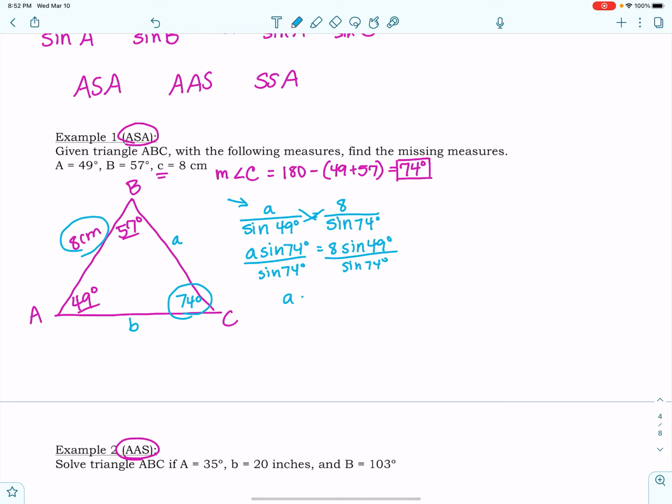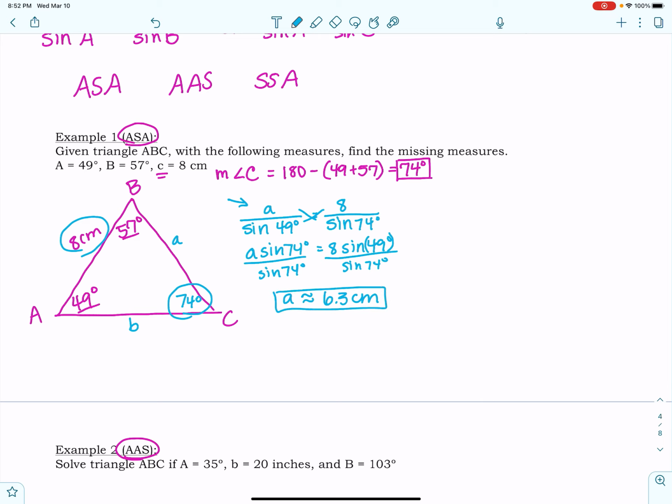And then this is going to be an approximate value. I'm not going to get the calculator out here to show you. But if you're using your calculator, it will automatically open parentheses here between sine and 49. Make sure you close the parentheses before you divide by the sine of 74. So what you end up getting here is 6.3 centimeters, because we're rounding to 1 decimal place. So that is what we end up getting for A.